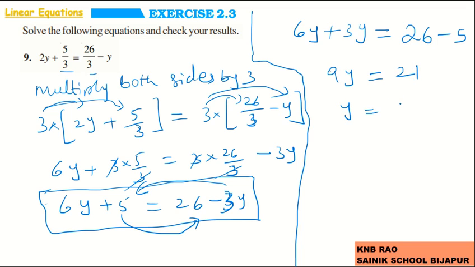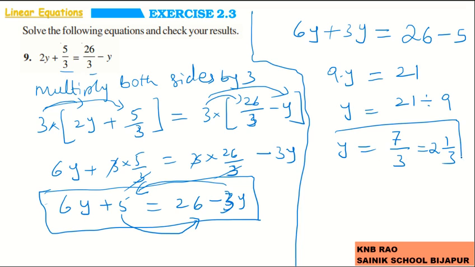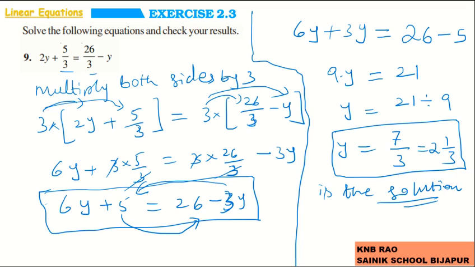So y equals 21 divided by 9, because 9 is multiplicand and does division this side on transposing. So 21 divided by 9 is, with their HCF 3 cancelling, 7 upon 3 or 2 integer 1 upon 3. So this is the value of the variable which we call the solution. Now, you do checking on your own.